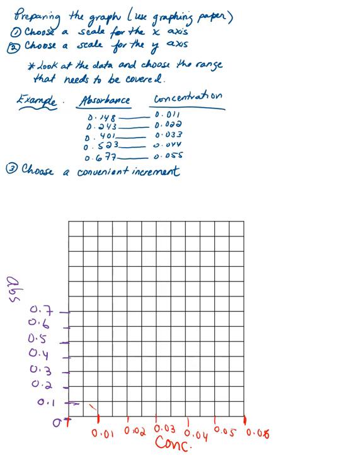So I have my first experimental data. It's the absorbance 0.148, so 0.1, 0.2, and 0.148 is very close to 0.15. That should be somewhere in there. And that one goes with 0.011, so this is my 0.01 right here, a little bit higher than that, just by a little bit. So that's where my first dot is going to be.